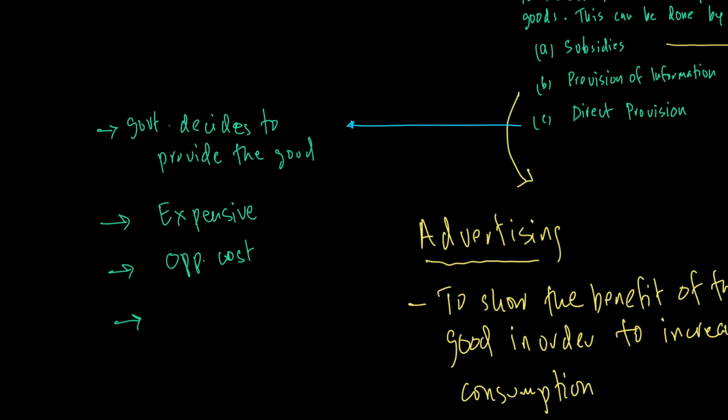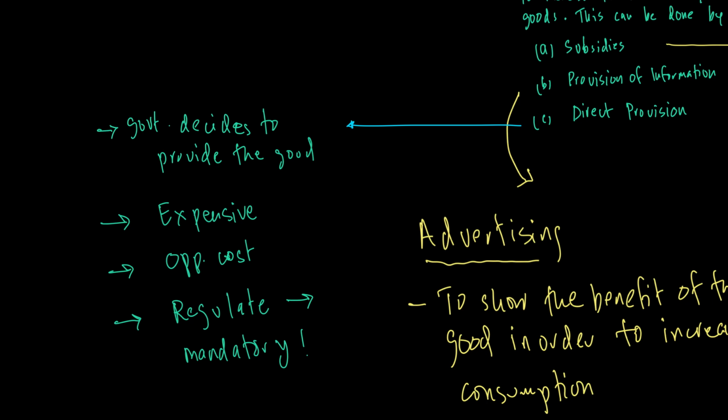And number three is that the direct provision can only work if the government also then regulates and makes it mandatory for people to attend schools, which is probably what they go about doing. Because when you do direct provision, you also want the demand to go up. You don't want the resources to be wasted.